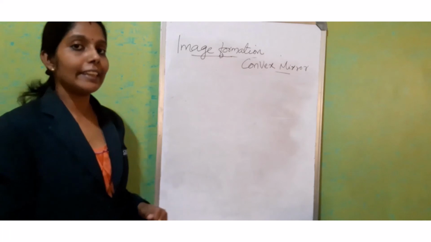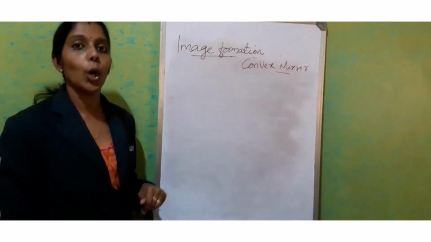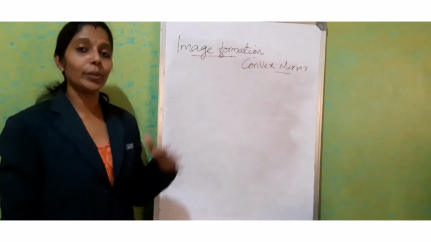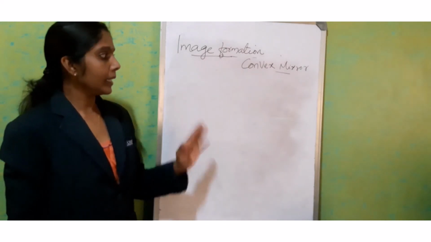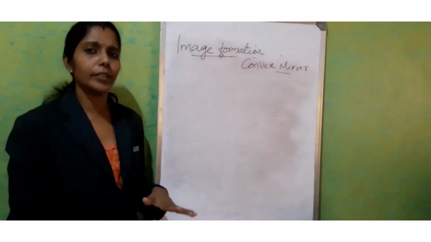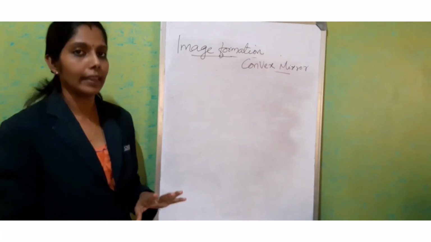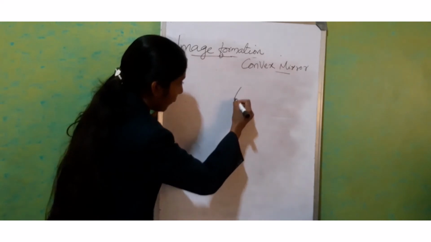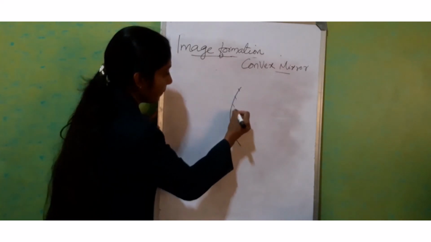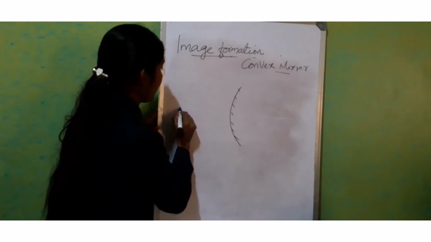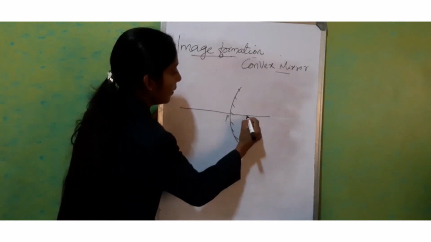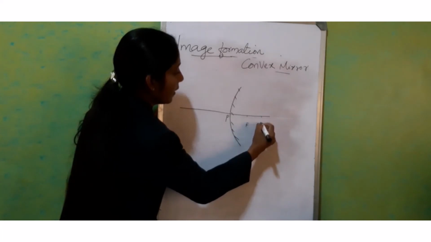Now we are going to see the image formation in the case of convex mirrors. For the concave mirror, we studied 6 different conditions or 6 different positions. But in the case of the convex mirror, we are going to see only one single case. So consider this is a convex mirror. Mark pole, focus and center of curvature.